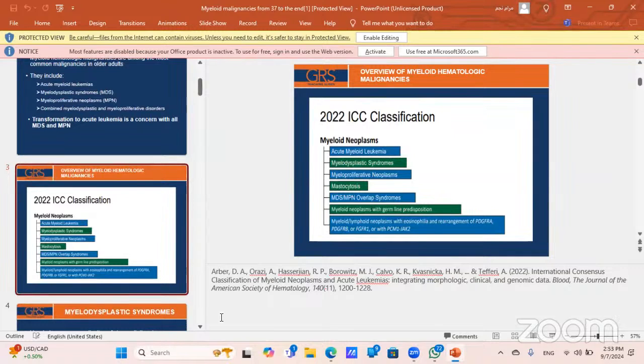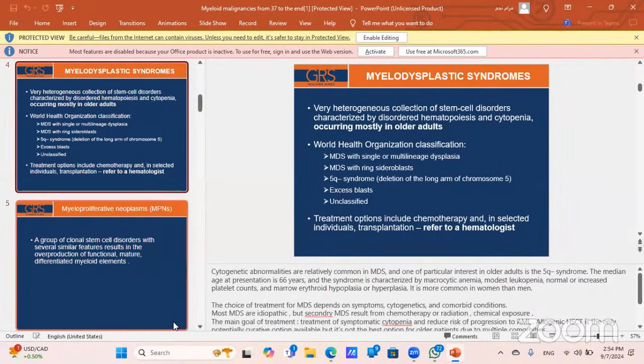This is the international consensus classification of myeloid neoplasms and acute leukemias, which classifies myeloid neoplasms into acute myeloid leukemia, myelodysplastic syndromes, myeloproliferative neoplasms and mastocytosis, MDS/MPN overlap syndromes, myeloid neoplasms with germline predisposition, and finally myeloid and lymphoid neoplasms with eosinophilia and rearrangement of certain genes like platelet-derived growth factor receptor A and platelet-derived growth factor receptor B. Next slide, please. We will talk briefly about the two most prevalent disorders of myeloid hematologic malignancies.